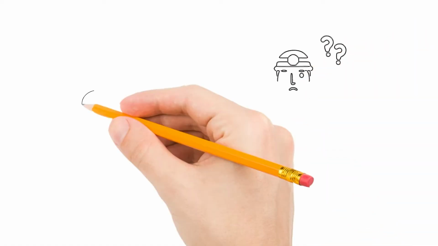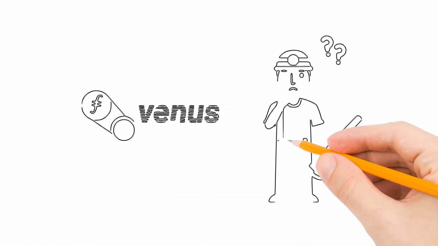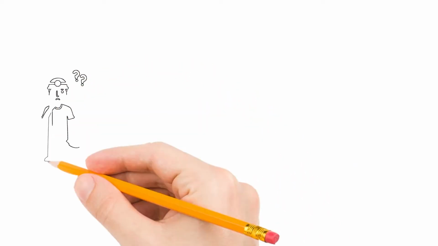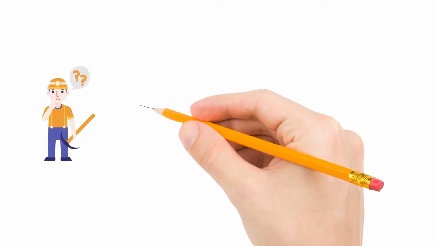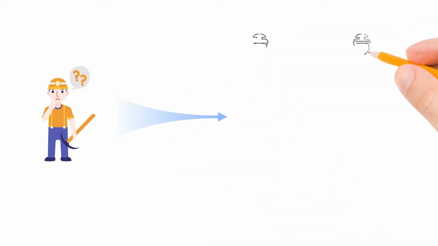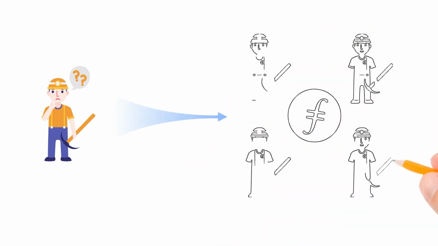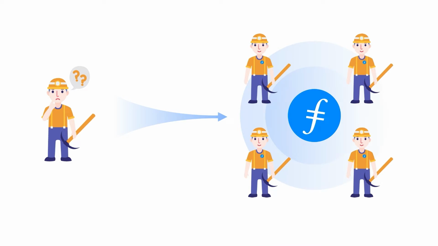What is Venus? Before we dive further into the question of what is Venus, let's first get to know how one joins the Filecoin network as a storage provider. Among many different roles you can take on when contributing to the Filecoin network, storage provider is one of the most challenging roles, which forms the backbone of the Filecoin network. To join the army of thousands of storage providers in the Filecoin network is no small feat.